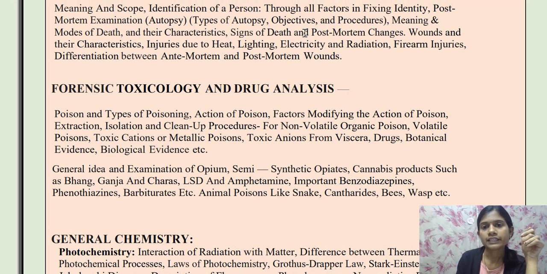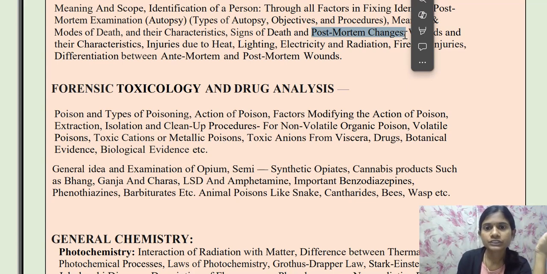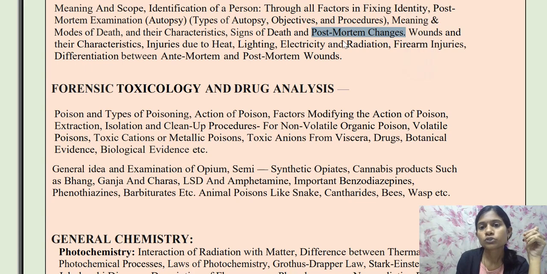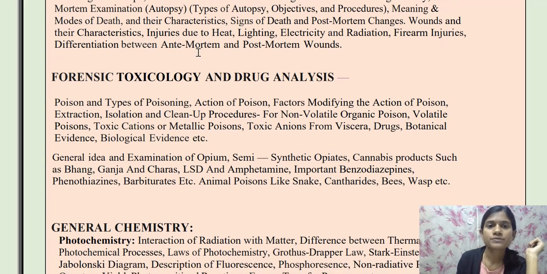Signs of death and post-mortem changes. Post-mortem changes include 13 changes, from the initial changes to the last changes. There are different post-mortem changes, and you have to learn about them in detail. Then wounds and their characteristics; different types of wounds are there. Then injuries due to heat, lightning, electricity and radiation, and firearm injuries within the wounds. Then differentiation between antemortem and post-mortem wounds.